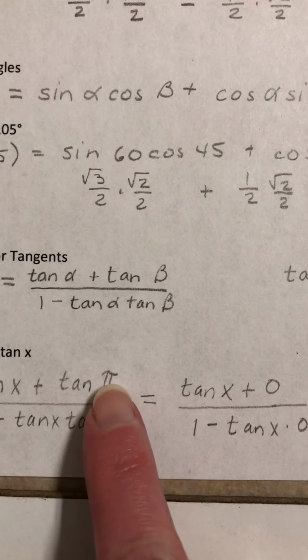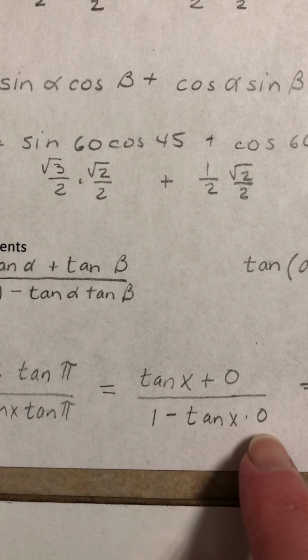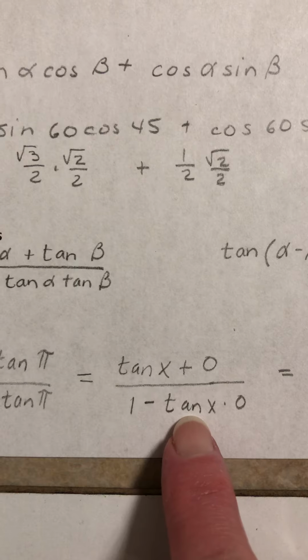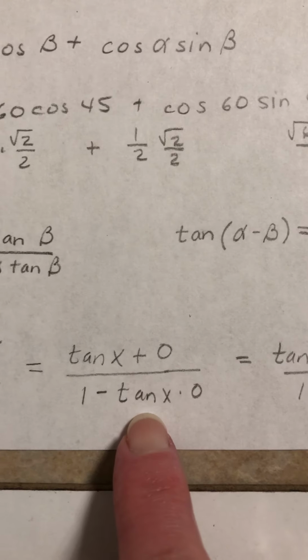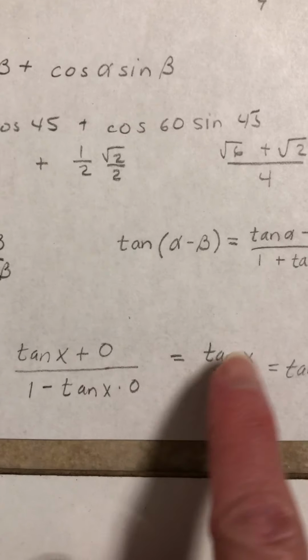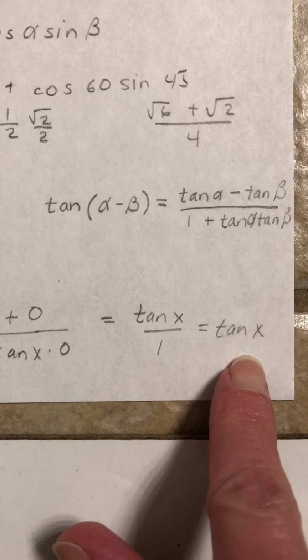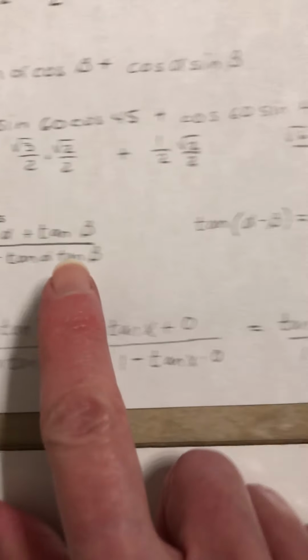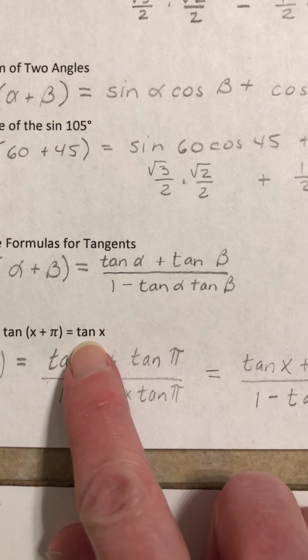So I can replace the tangent of pi with 0. And so 0 times this is just 0. So I basically have the tangent of x over 1, which is the tangent of x. And you are finished when you end up with the right side of the equation.